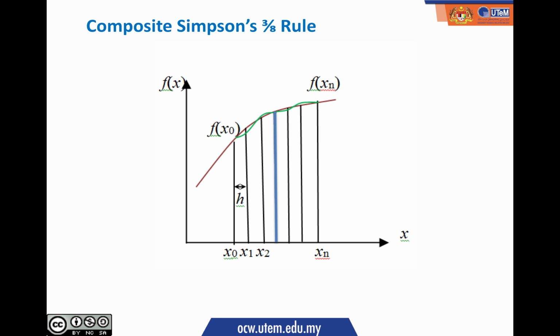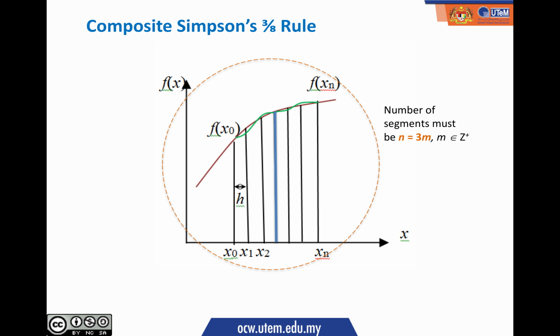As usual, a better approximation can be achieved if finer segmentation is done for Simpson's 3/8 rule. However, just take note that the integration interval has to be divided into 3m segments always for composite Simpson's 3/8 rule, due to the approximations made in Simpson's 3/8 rule being based upon third-order interpolations.